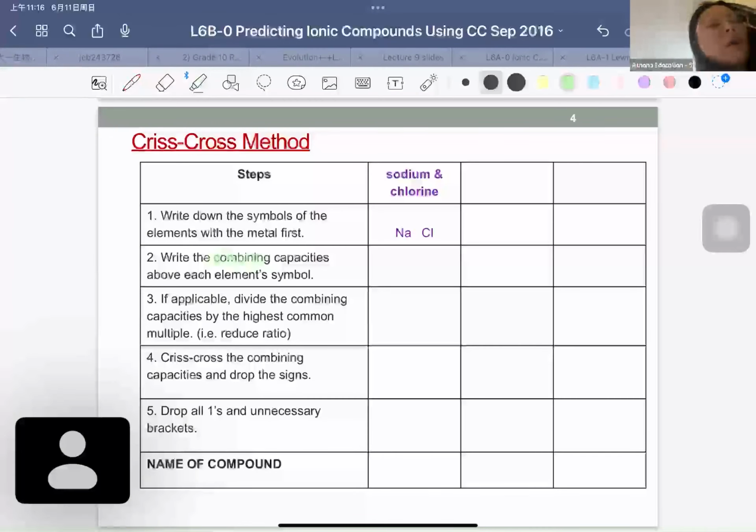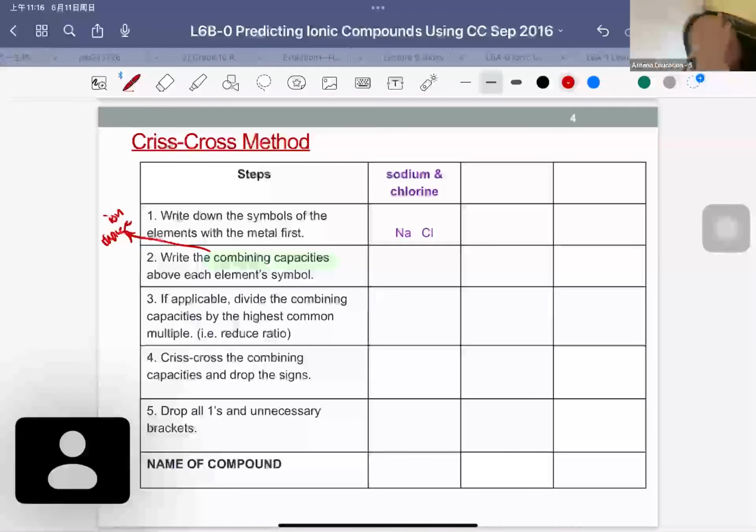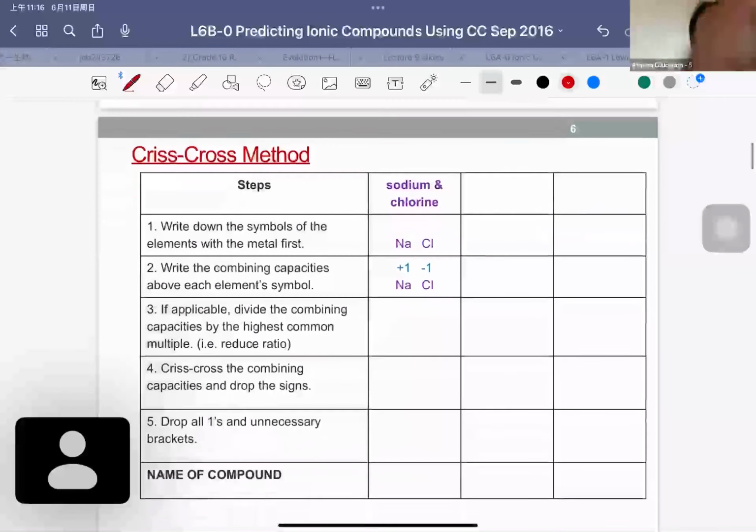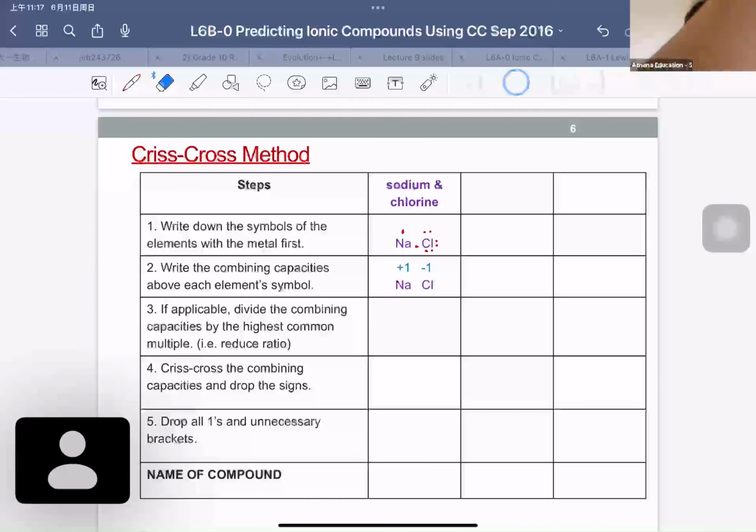Then write the combining capacity. The combining capacity is just the ion charge. Sodium is group 1. Chlorine is group 17. So we know that sodium is +1 and chlorine is -1, because sodium has 1 electron to donate. Chlorine has 7 valence shell electrons, so it has 1 space to accept 1 electron. That's how the +1 and -1 come.